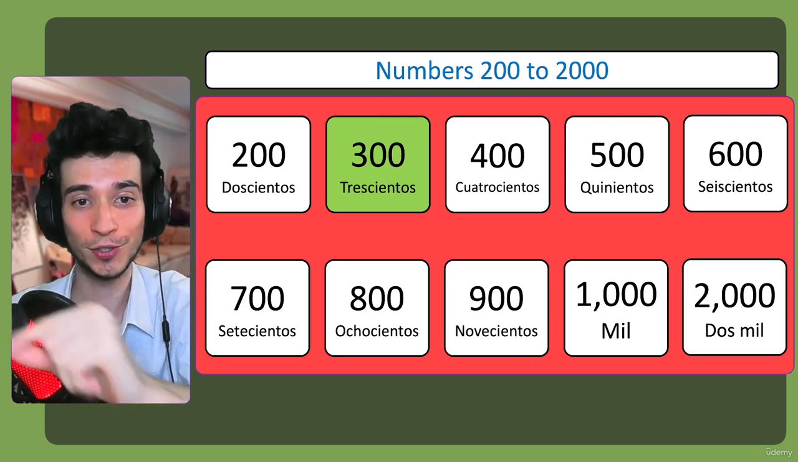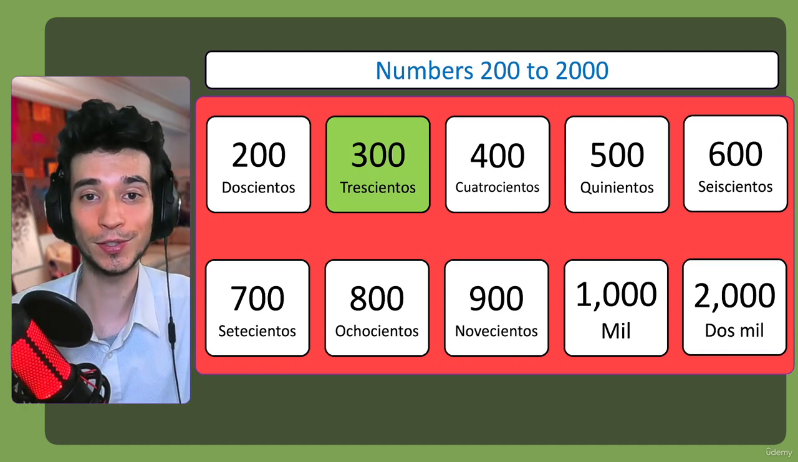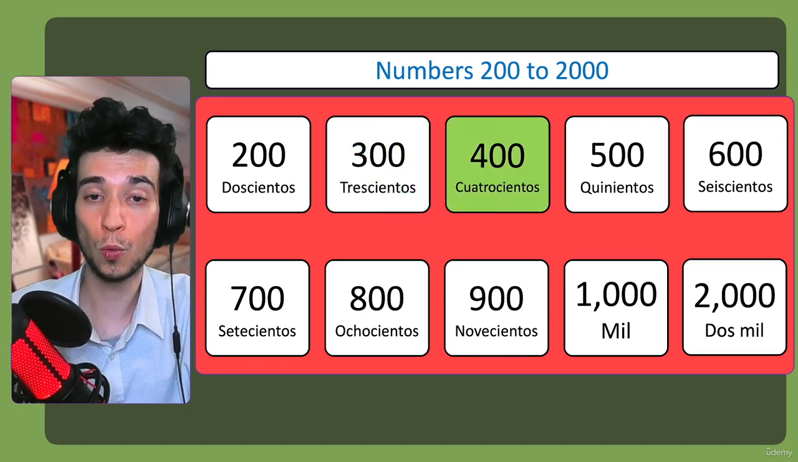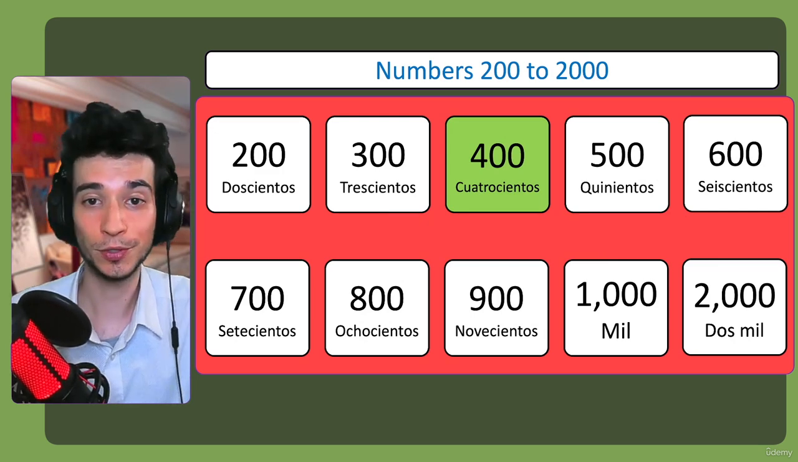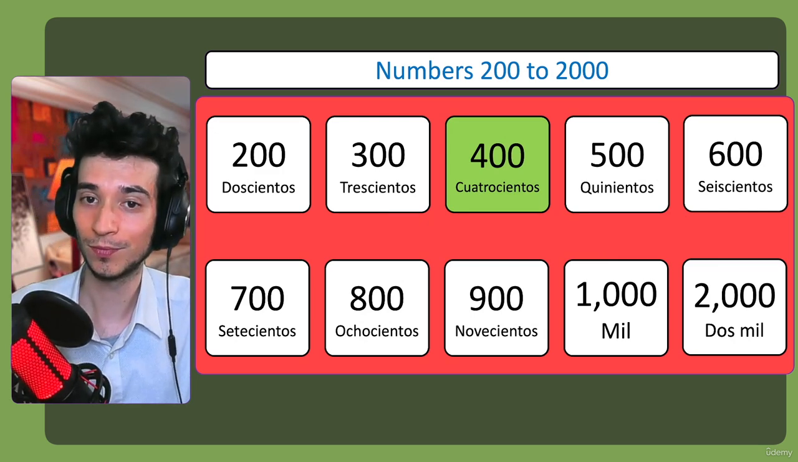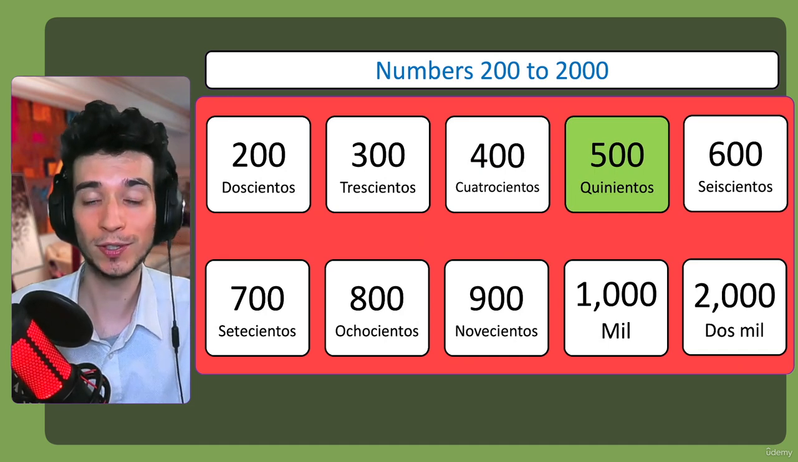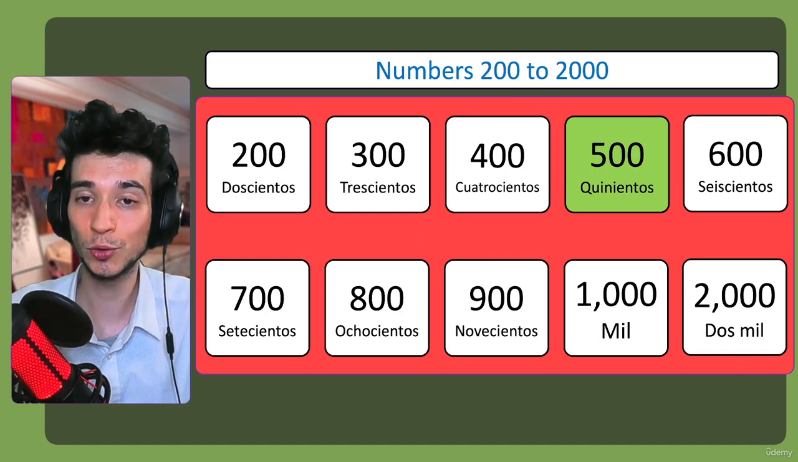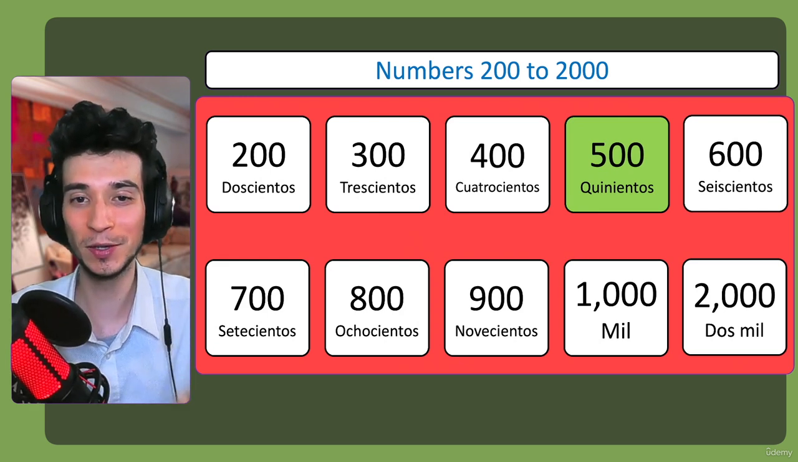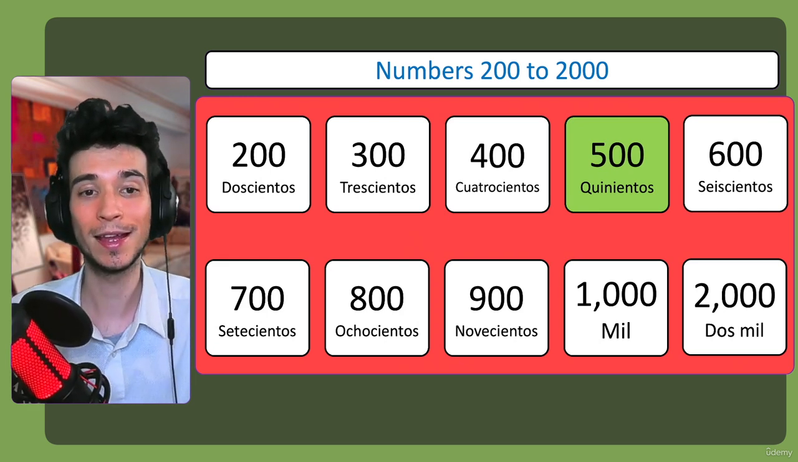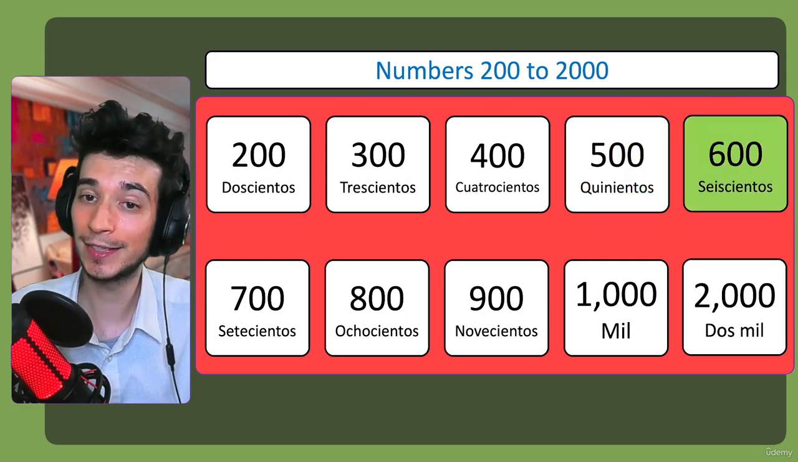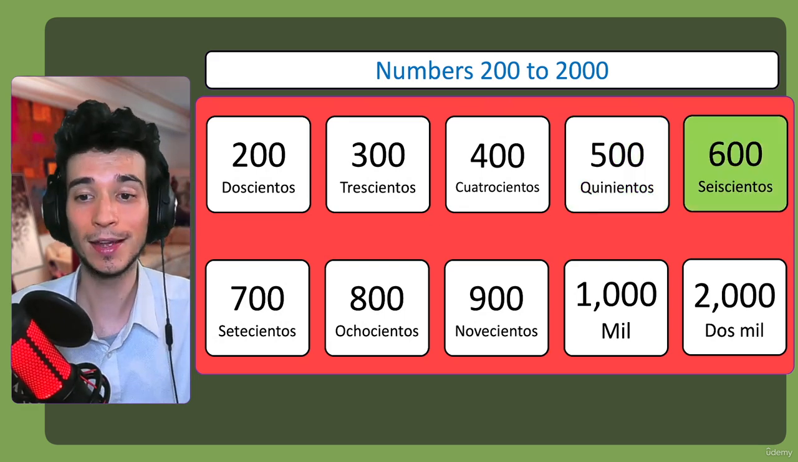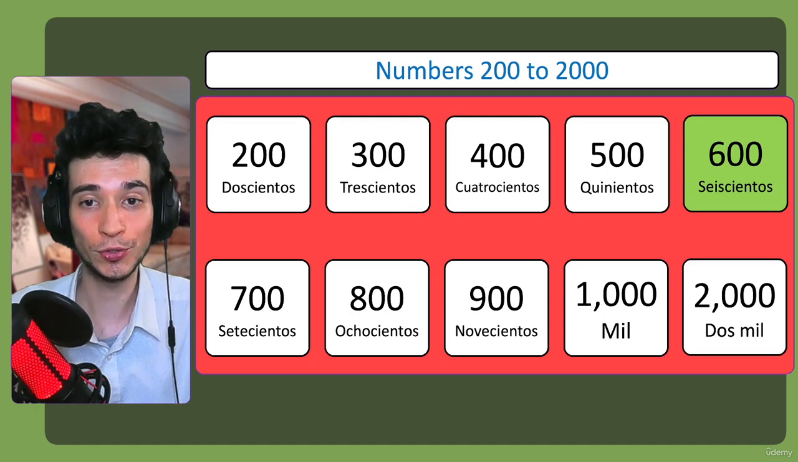300. Then we have 400. 500. So 500 is a little different from the others. So there's no 'cincocientos'. It's just 500. Then we have 600.